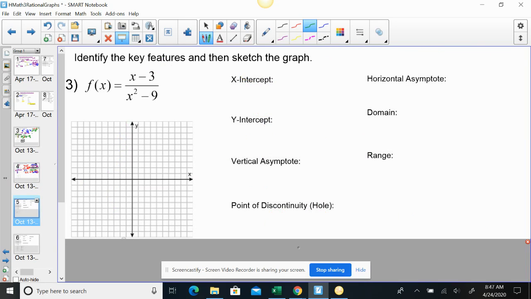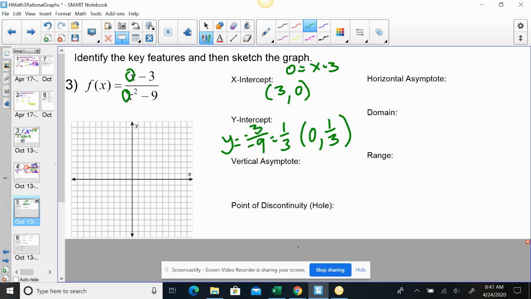Okay, example 3. Try it before I do it, please. All right, let's get into it. So x-intercept, set the numerator equal to 0. So I'm going to think that my x-intercept is 3, 0. What minus 3 equals 0? 3. Y-intercept, go ahead and sub 0 in for your x values. So this would give me y equals negative 3 over negative 9, 1/3. So 0, 1/3. Vertical asymptote, I want to factor.